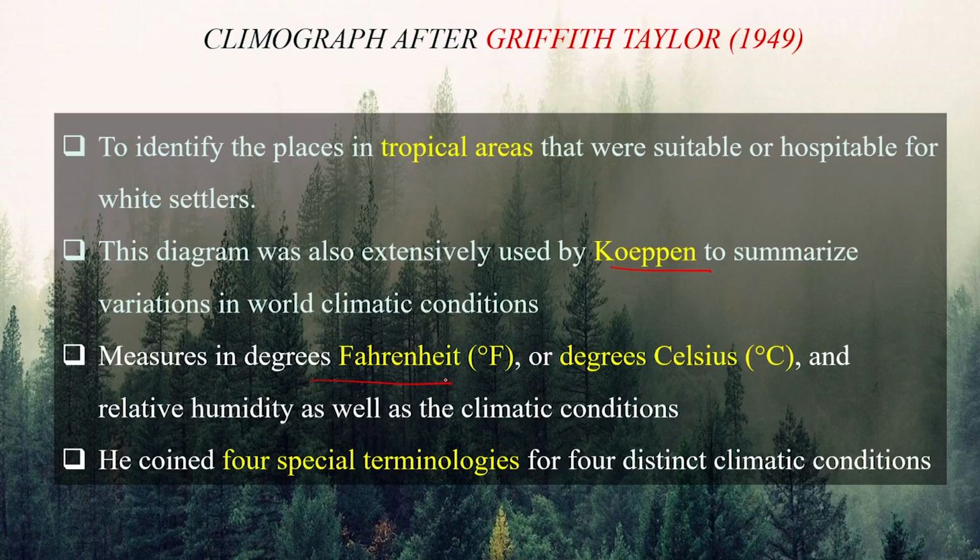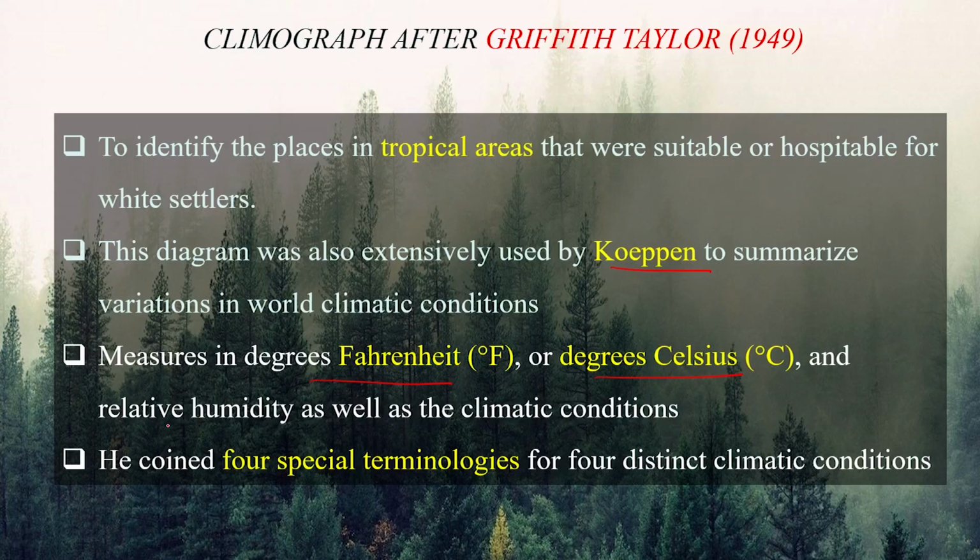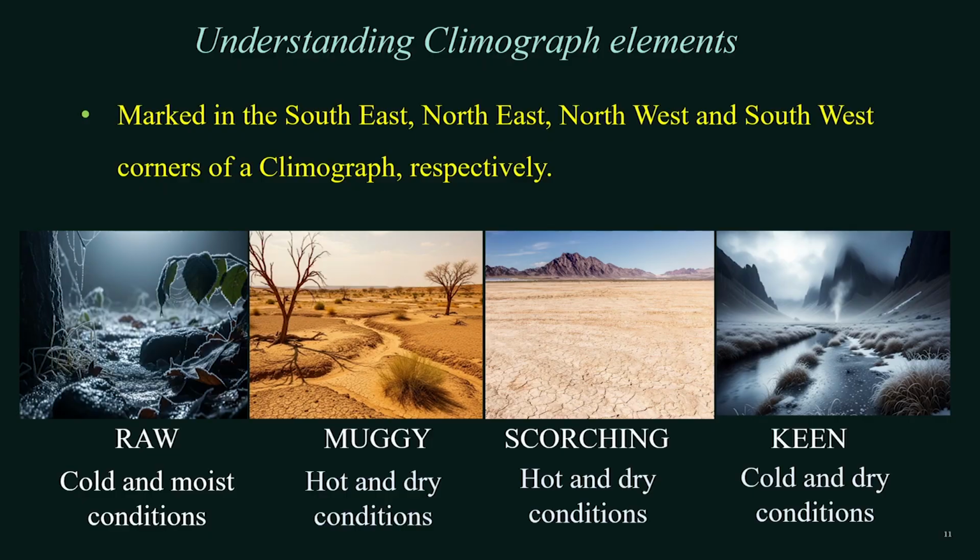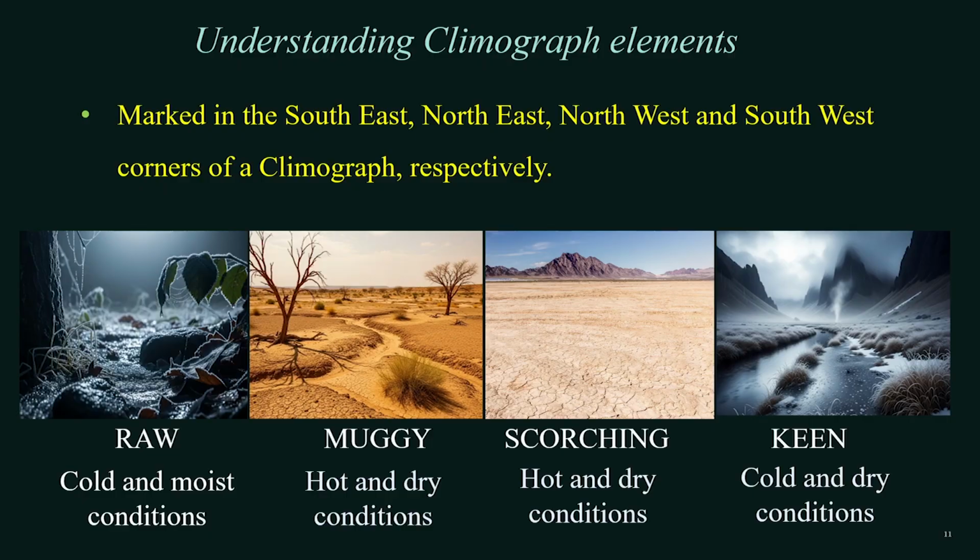And here you can see Fahrenheit and degree Celsius. These are the two units that he used to represent the temperature in his graph, either in Fahrenheit or in degree Celsius. Then he coined four special terminologies. These are the terminologies which are mainly used in his graph. These four terminologies are used to represent each direction of the graph, for example, southeast, northeast, northwest and southwest.